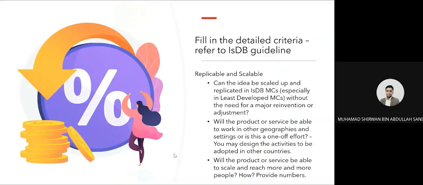Okay. And another criteria requested is replicable and scalable. Can your idea be scaled up? Okay, because we know that this ISDB application has different categories, and even if yours is on proof of concept, the ISDB plans that if the project can be scaled up, you can apply for other categories in the next few years. Okay, so if you want to provide your idea, make sure it can be scaled up.